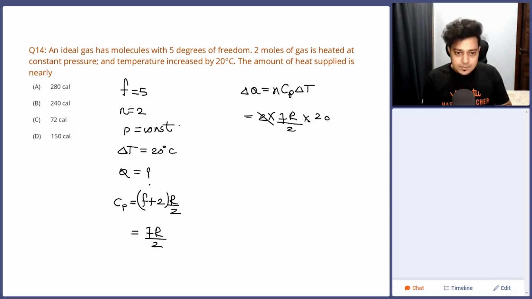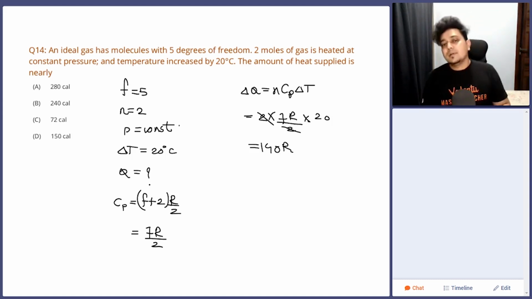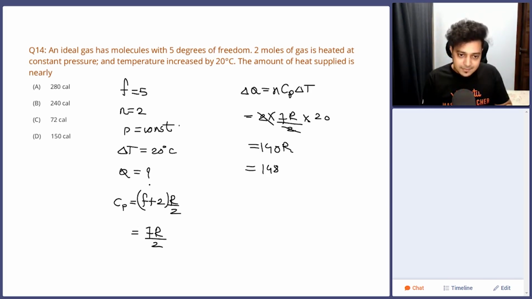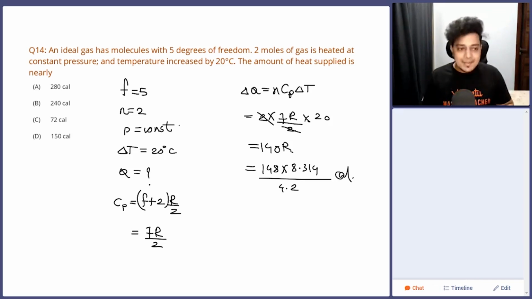So 2 and 2 cancel. This is 140 into R. Clear? R is the universal gas constant, 8.314. But this answer will be in SI unit, don't forget that. We have to divide it by 4.2, then the answer will be in calories. Clear? Correct answer is option A.